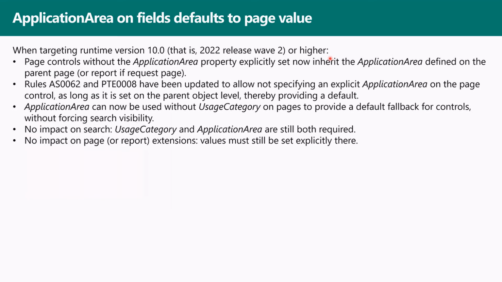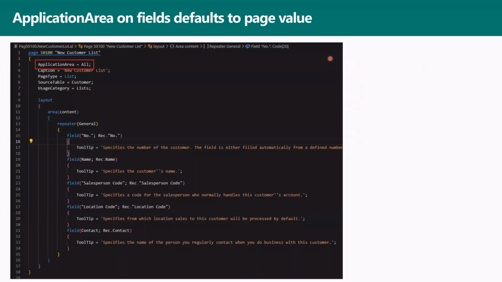Another finally useful feature is the application area. Default on fields is now defaulted to the page value, always on runtime 10, obviously. So starting from runtime 10, this means Business Central 21. When you create a page, you can specify the application area as a page definition, and you have no need to specify the application area on every field, because if not specified, it inherits the application area specified at the page level. So what this means is that you can now do something like this. Application area is specified at the page level, all the others inherit the application area specified here, and no need to specify that again.